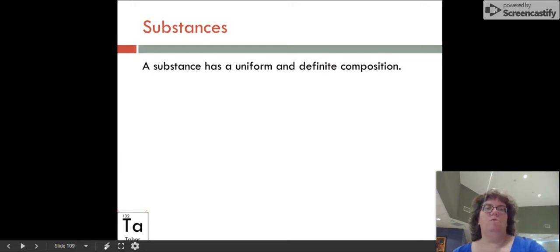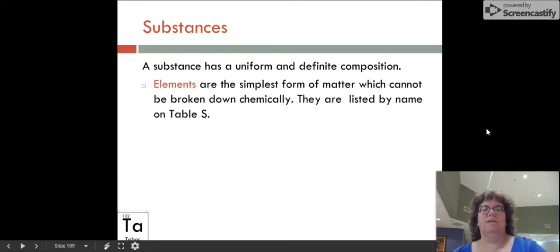There are two types of substances. The first is an element. Elements are the simplest form. They can't be broken down, and they are listed in your Table S that we looked at with the density lab, but also these are what's on the periodic table. Obviously, periodic table of the elements. So elements are all those things that are listed on the periodic table.